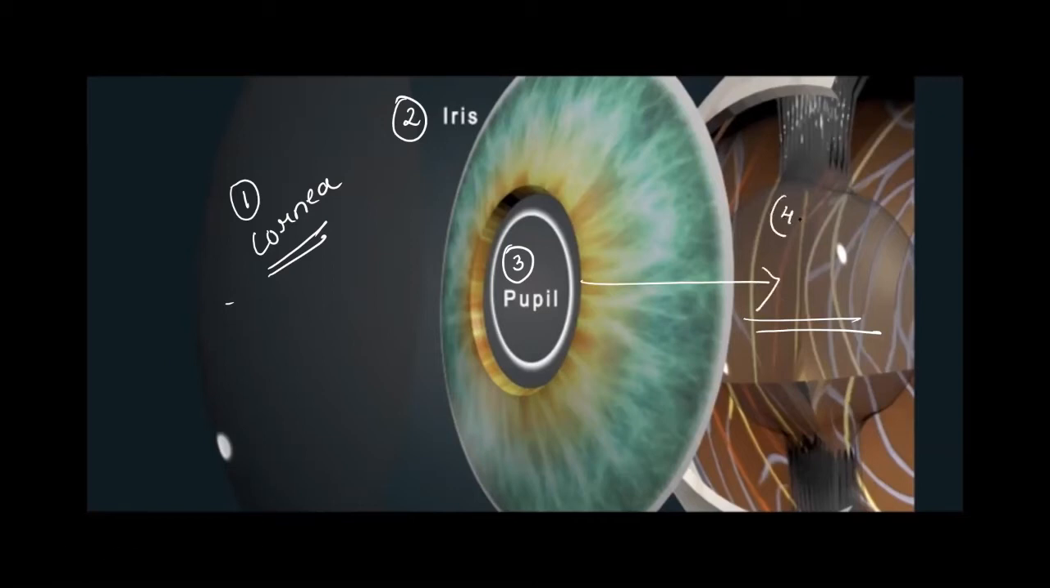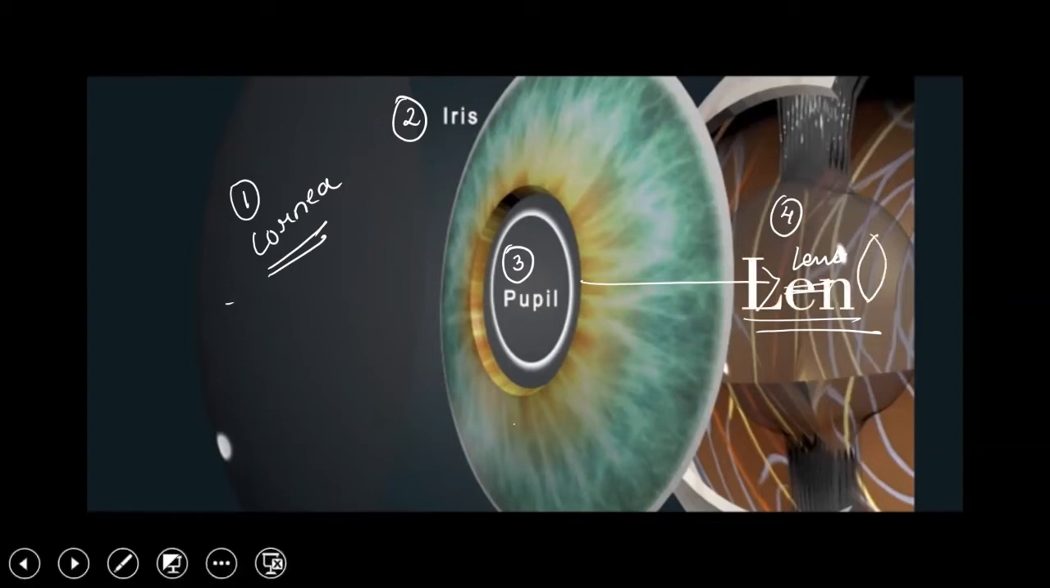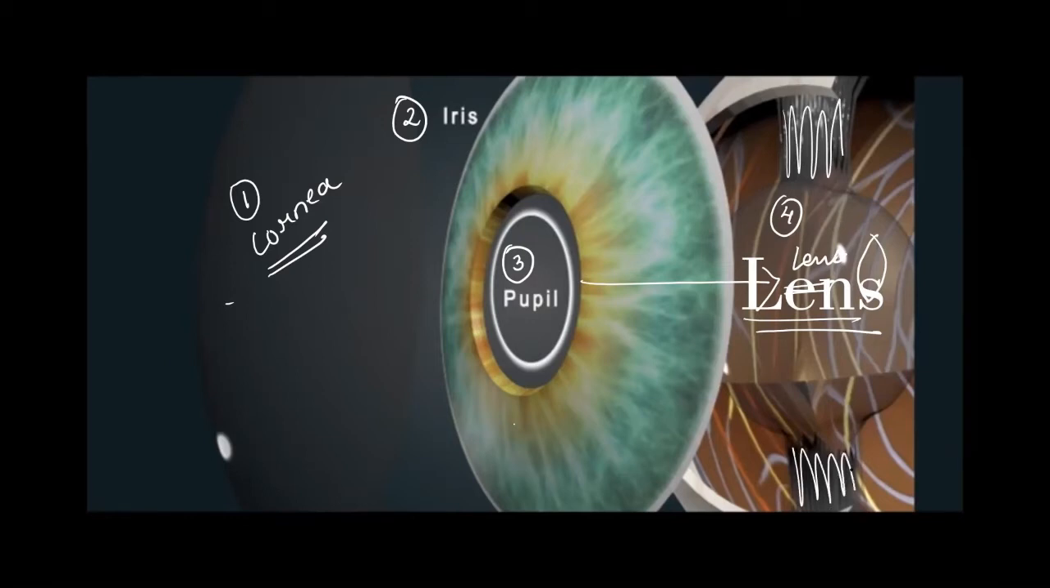Now this is your number 4, very important. That is your lens, right? Which type of lens is this? This lens is a convex lens. It's a converging lens, right? And if you see, this lens is held together by these muscles. These muscles are called the ciliary muscles, right? So the ciliary muscles are holding our crystalline transparent lens.